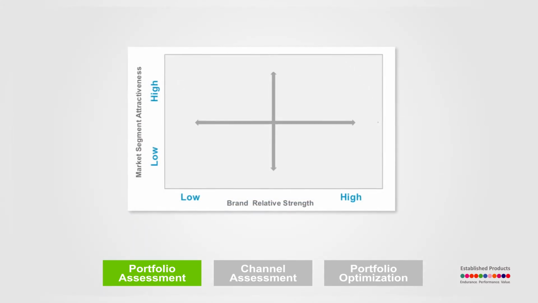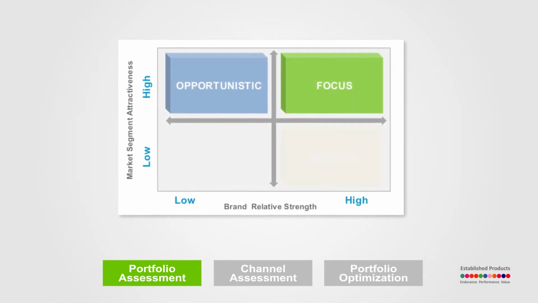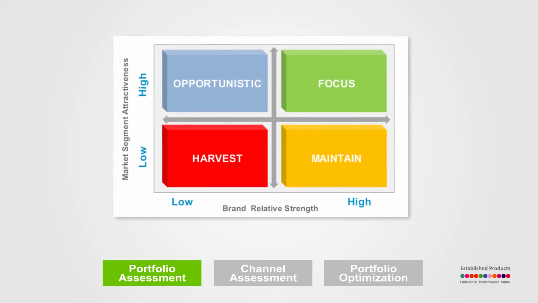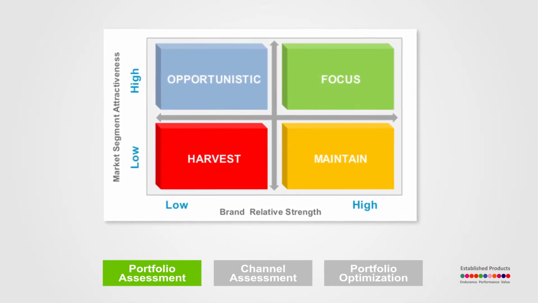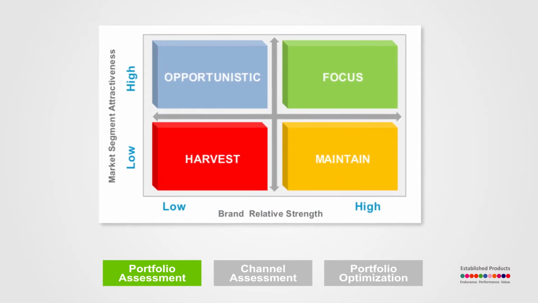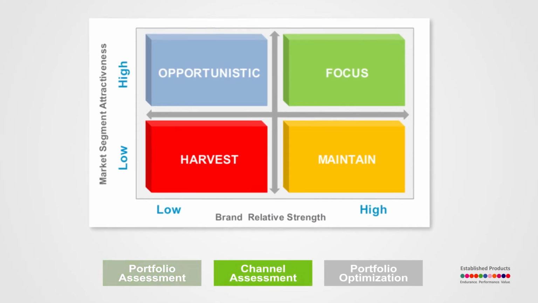This is where we segment our brands into 4 quadrants: opportunistic, focus, maintain, and harvest. We can then evaluate the different strategic options available, depending on the quadrant. We can then use the portfolio matrix to help us make decisions on the future strategic direction for our brands.